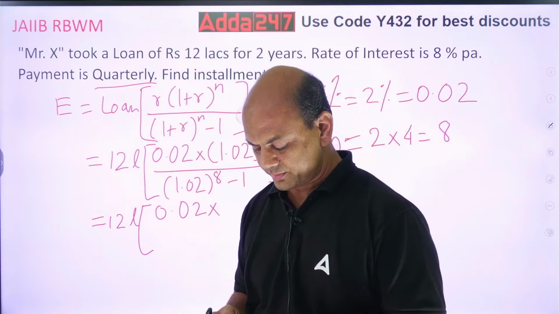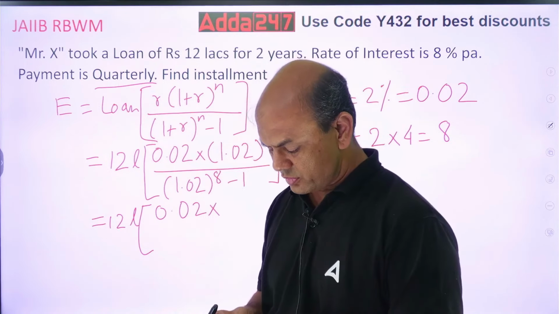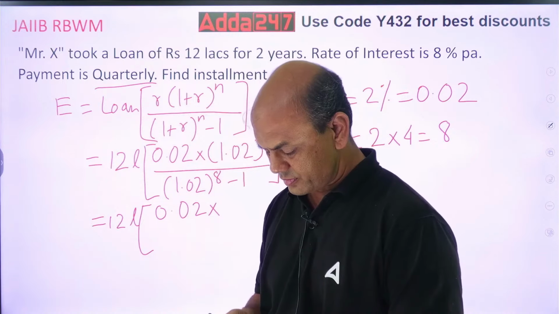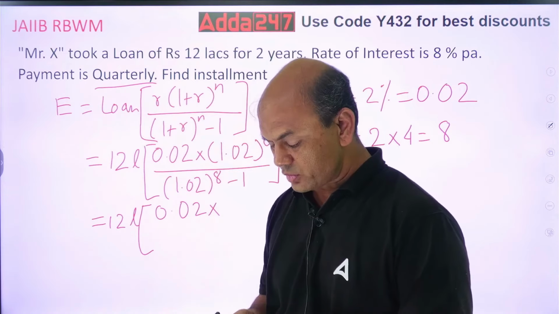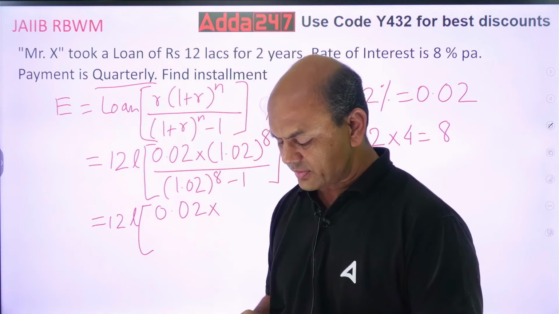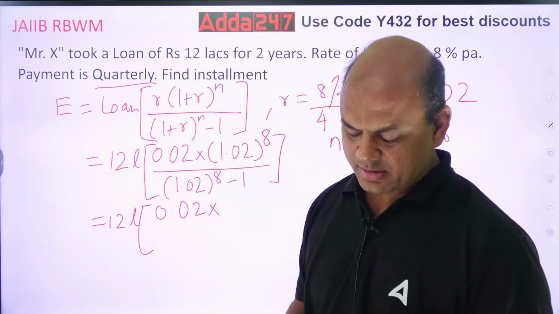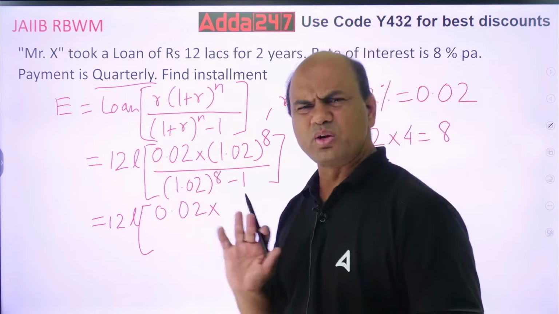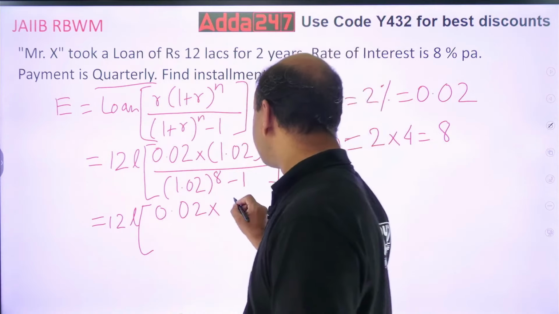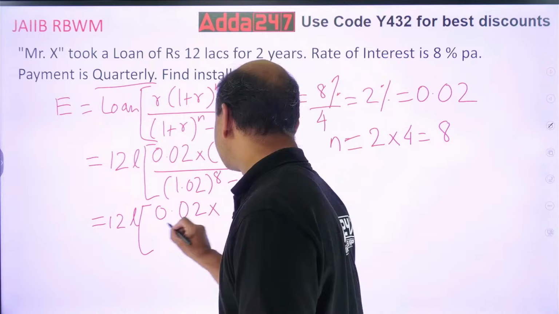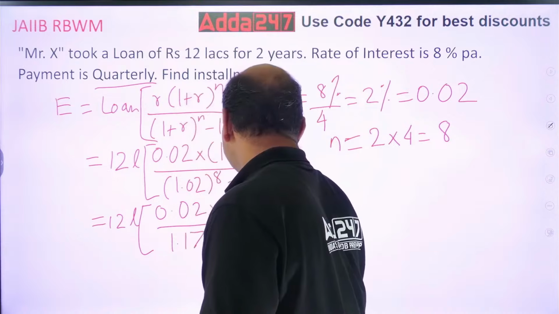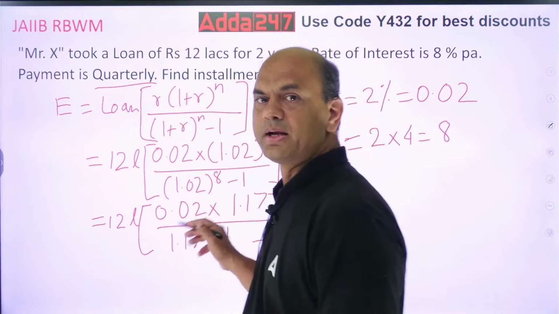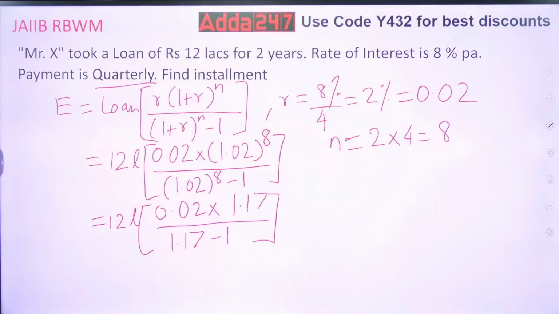Do it, everyone. 1.02 raised to 8, into means into, equal to 7 times. So what I am getting is 1.17. Take only 2 digits, that's enough. So 1.17, the whole upon 1.17 minus 1. See, the same figure, that's why I said write it down, because you will be needing this 2 times. Got it? So solve it now.